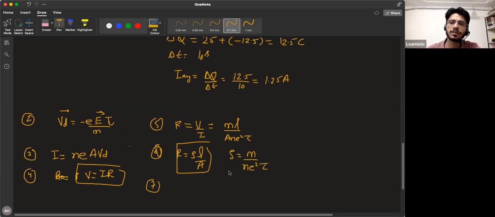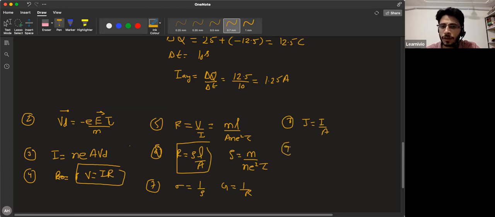Then we did several small definitions like conductivity, which is 1 by rho, and conductance, which is 1 by R. Then we did current density, J, which is current divided by area. Then we did the microscopic form of Ohm's law, which says J is equal to sigma E. Then we did mobility. Mobility is drift velocity divided by electric field.